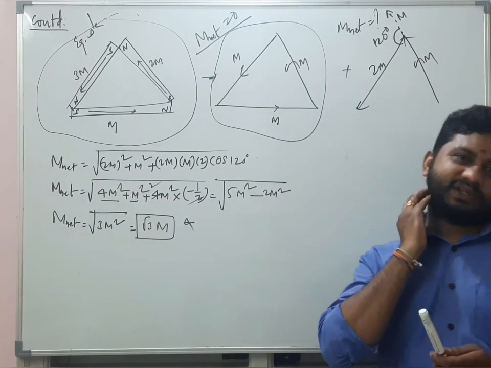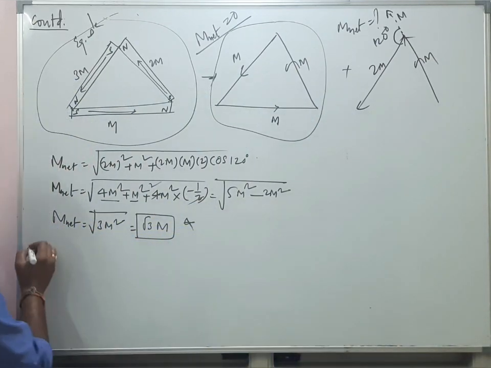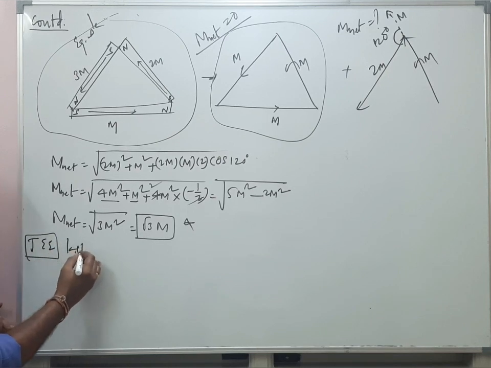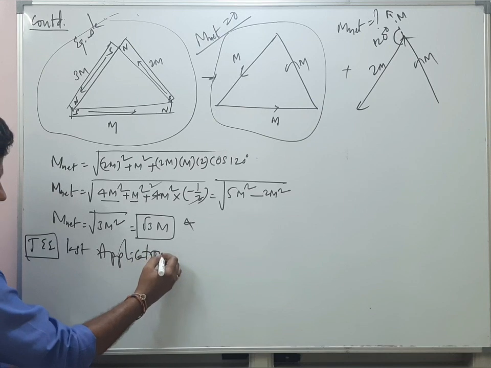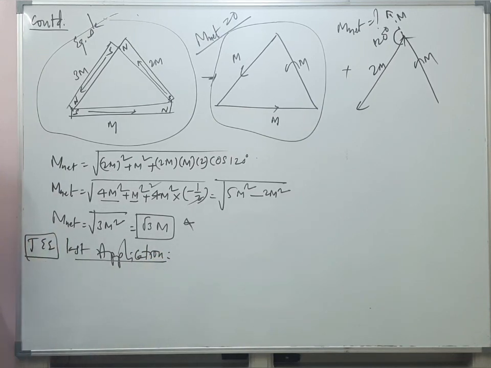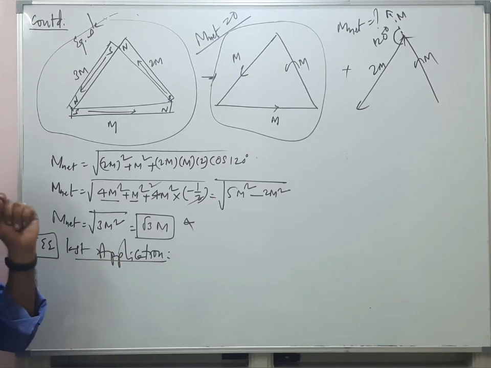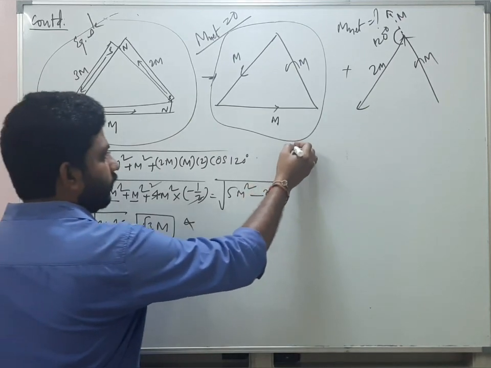The last application. In one of the JEE exams, this last application of variation in the magnetic moment question was asked. Again I'm just telling you, in most of the books these applications will not at all be there. So this is the last application that we are going to discuss now.